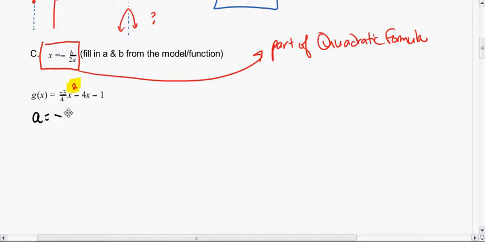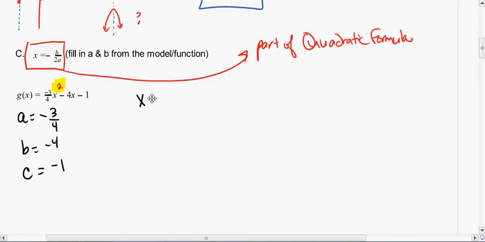So a is going to be -3/4. b is -4. And I'm going to write down c, the constant term, out of habit. I'm not going to use it in this case, but I'm going to write it down anyway. And then I'm writing down the formula that I'm going to use. x equals the opposite of b over 2a.